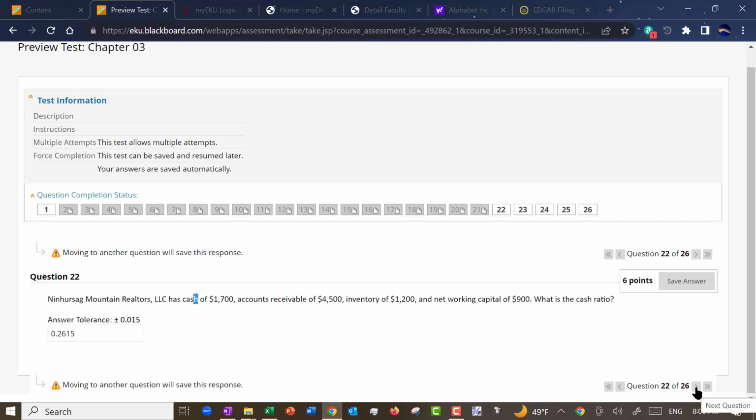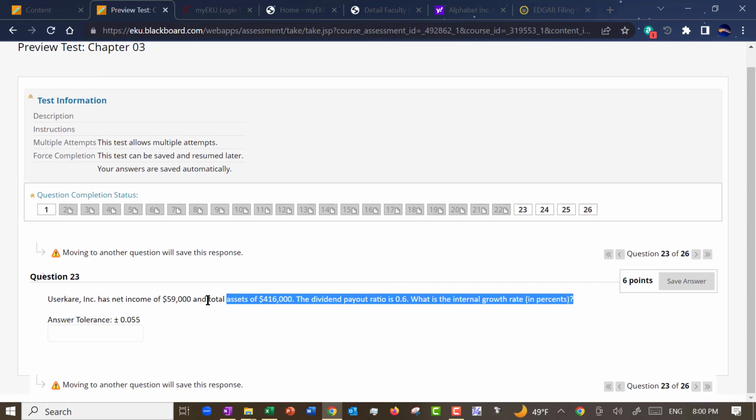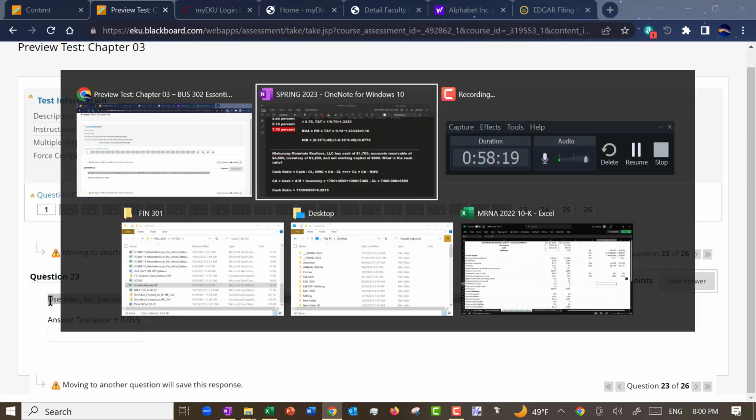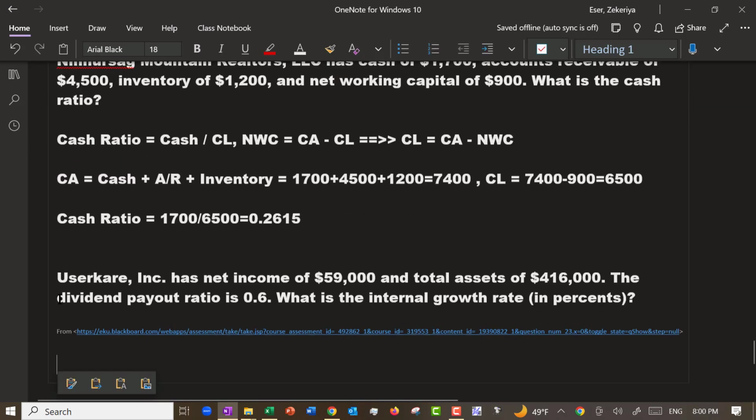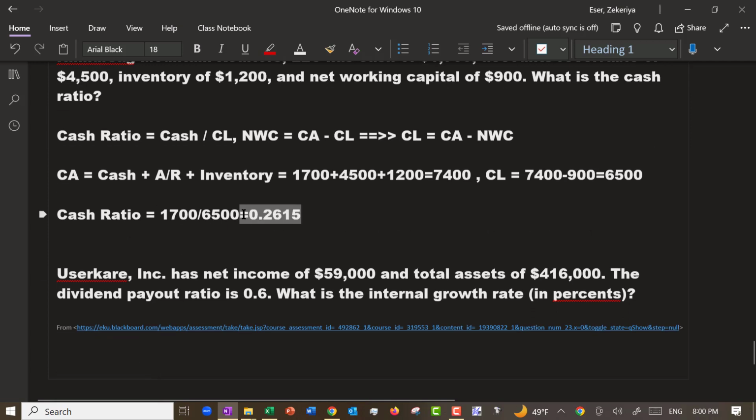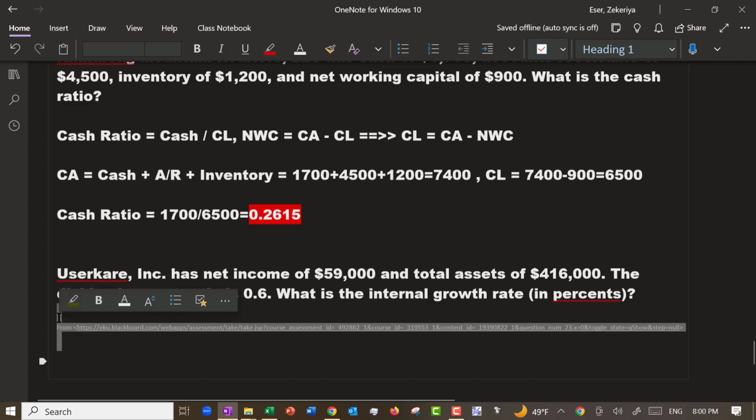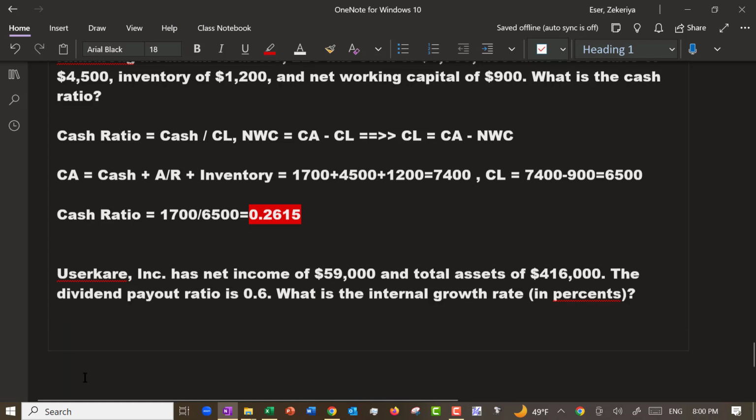We have, I think, 4 more problems, and I'll send you guys home. We know net income, we know total assets, dividend payout ratio, what's the internal growth rate? This should not be difficult for you guys, so somebody calculate it for me, please.